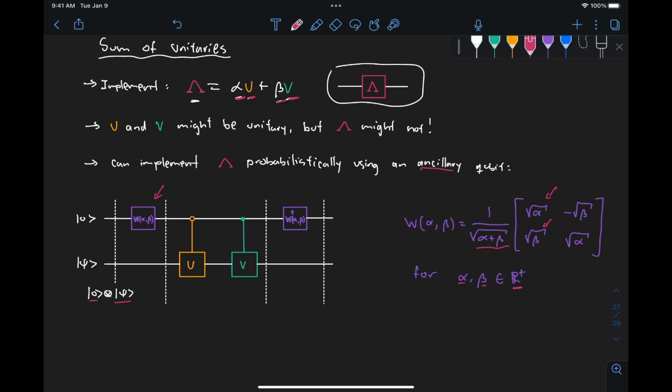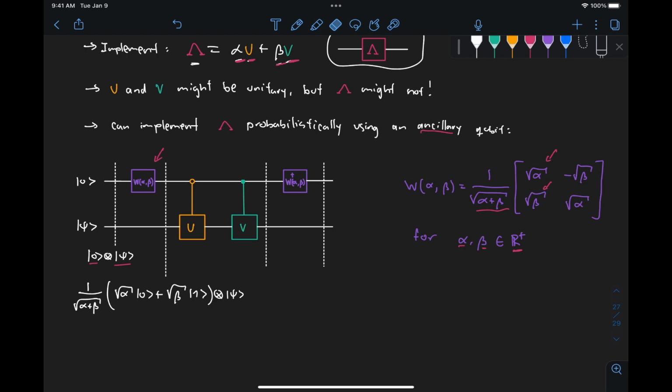Now, if we apply this W to this auxiliary qubit that is initialized at 0, well, all we have here is basically, again, at the bottom, we haven't applied anything, so we still have our state psi. And then at the top, well, if we are passing state 0 to this, all we get is the first column of this matrix. So basically, square root of alpha times 0 plus square root of beta times 1, right? And then our normalization constant here at the front.